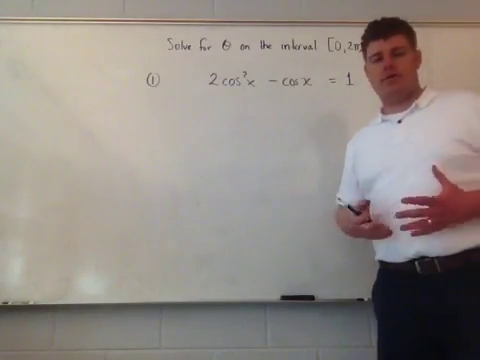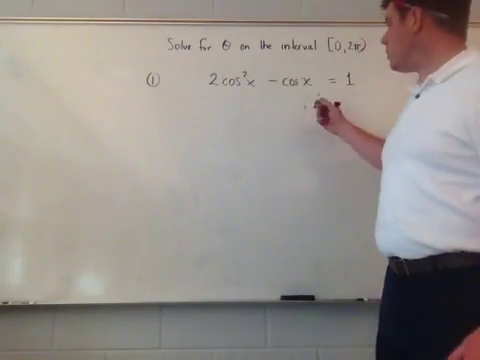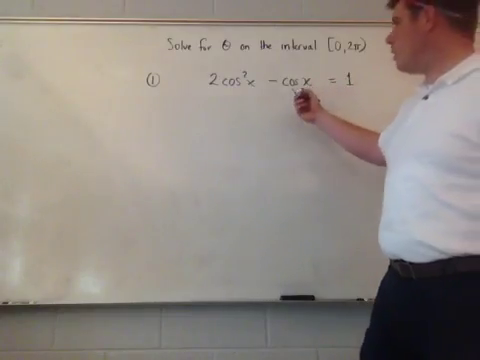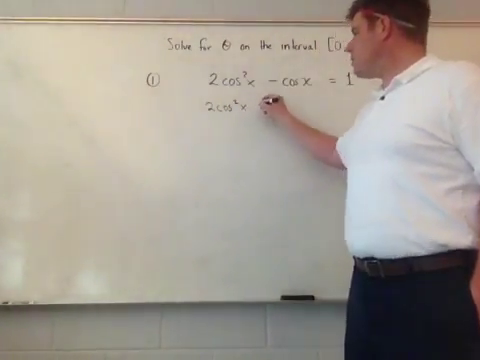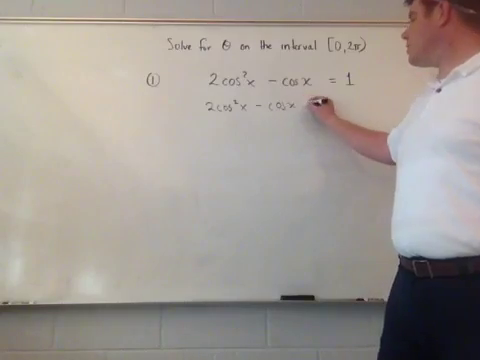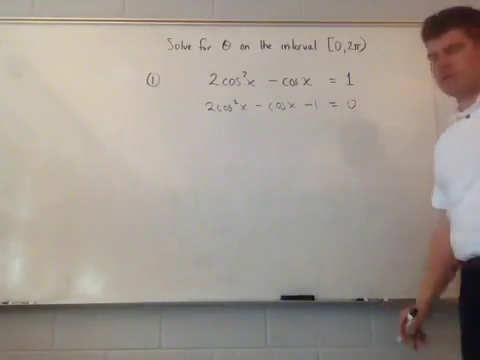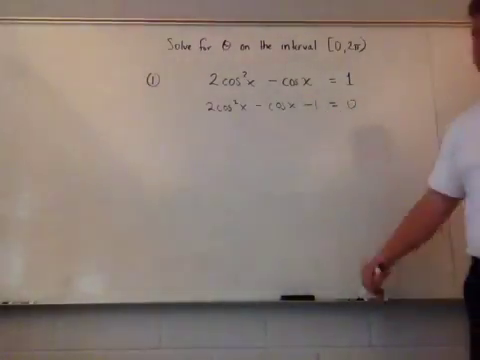So the goal here is, remember, got to set it equal to 0. So that's what I'm going to do. In this case I need to subtract 1, so I'm left with 2 cosine squared x minus cosine x minus 1 is now equal to 0. Subtract 1 from both sides and I get this statement.